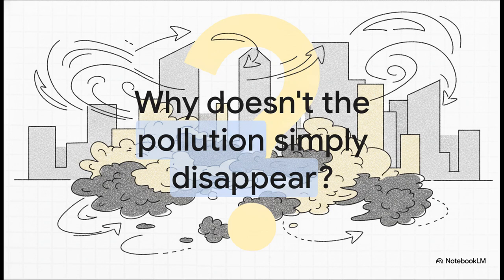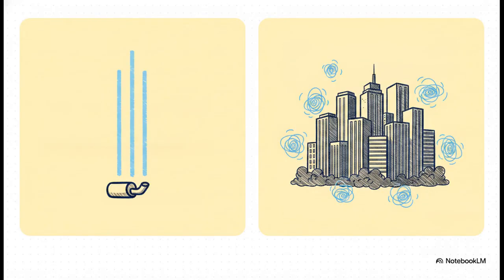Well, the answer is actually a lot more interesting than you might think. See, we usually imagine pollution floating away in a nice straight line, right? Kind of like smoke drifting off a campfire. But the reality is completely different. Because buildings constantly disturb the wind, the air doesn't just move straight. Instead, it twists, it rotates, and it creates these massive invisible vortices. And it's exactly these flow structures that trap pollutants right down close to the ground.